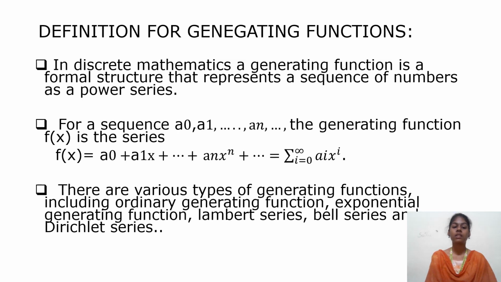My topic is to find the generating functions of the sequence 0, 1, -2, 3, -4. And this is the definition of generating functions. In discrete mathematics, a generating function is a formal structure that represents a sequence of numbers as a power series. For a sequence a0, a1, and so on, the generating function f(x) is the series f(x) = a0 + a1 x + ... + an x^n + ... = summation i = 0 to infinity of ai x^i.